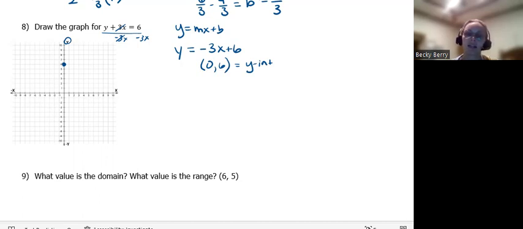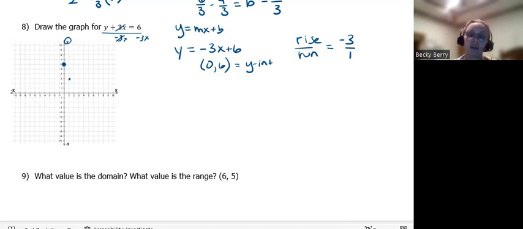Now my slope is negative 3. Remember that slope is rise over run. If I think about negative 3 being over 1, that helps me just count it out. So I'm going up a negative 3, which means I'm really going to go down 3. 1, 2, 3, and over 1.